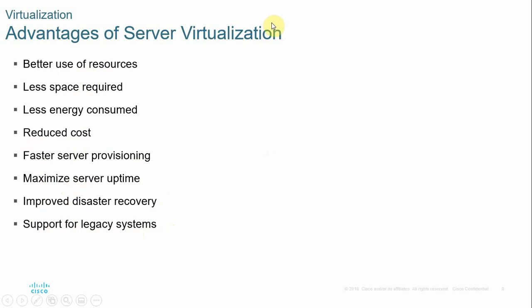If you go for virtualization, you get better use of resources, less space required, less energy required. Why less space required? We are not going for multiple machines, we are going for only one physical machine with a large amount of RAM, hard disk, storage, everything. So less energy is consumed, and it reduces cost. When you try to buy 4 or 5 desktops, it will cost more. When you are buying a single laptop or single desktop, it will reduce the cost. So these are the advantages of server virtualization.